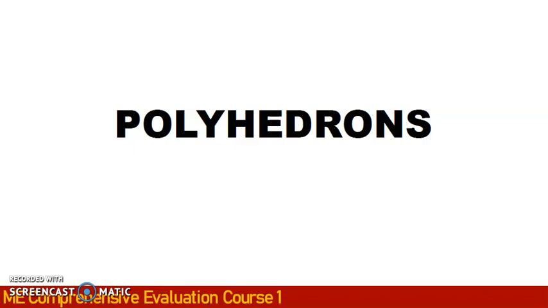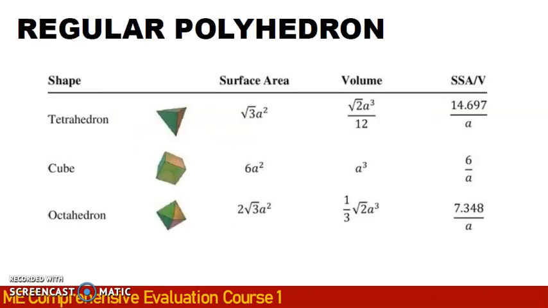Polyhedrons. Polyhedrons are three-dimensional, so for polyhedrons what we will get are the surface area and the volume. Examples of polyhedrons are the tetrahedron, cube, and octahedron. For the tetrahedron, these are the formulas for surface area, the volume, and then the ratio of the surface area to the volume.